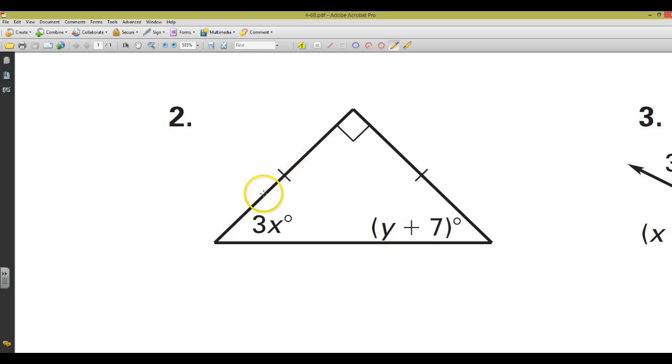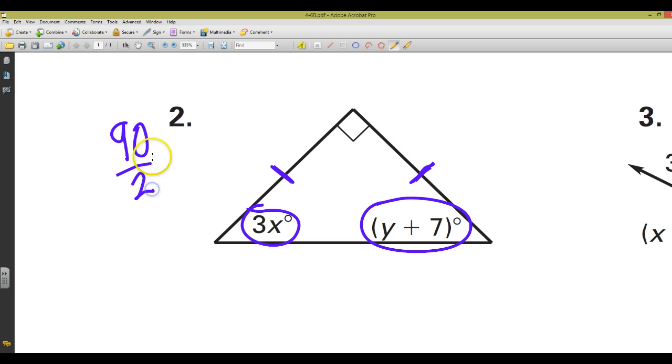So in this triangle, we know that we have two congruent sides. So opposite from those sides are congruent angles. So this angle and this angle will be congruent. Since it's a right triangle, we know that the two acute angles have to add up to 90 degrees. So I would just take 90 divided by 2, and each angle is 45.